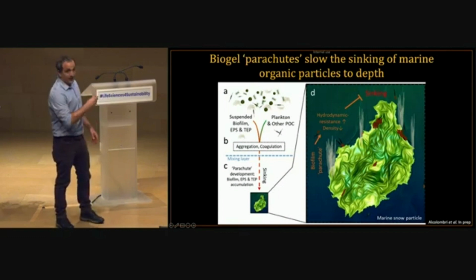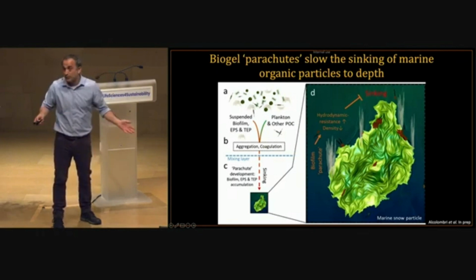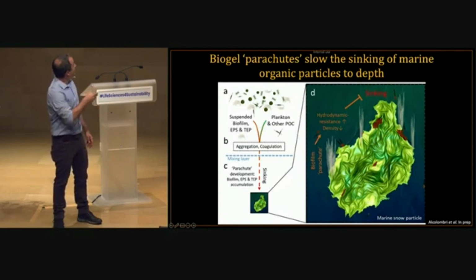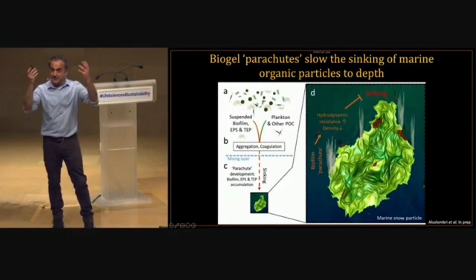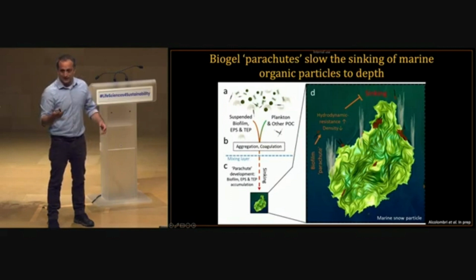So the theory is basically quite simple. In the top of the water column, those gels serve as a glue that takes those particles and glues them together, basically helping to transport this carbon into the deep ocean. So quite positive. However, once those particles start to sink, they start to accumulate these parachutes. They change the density of the particle and the hydrodynamic resistance and inhibit the sinking of those particles.